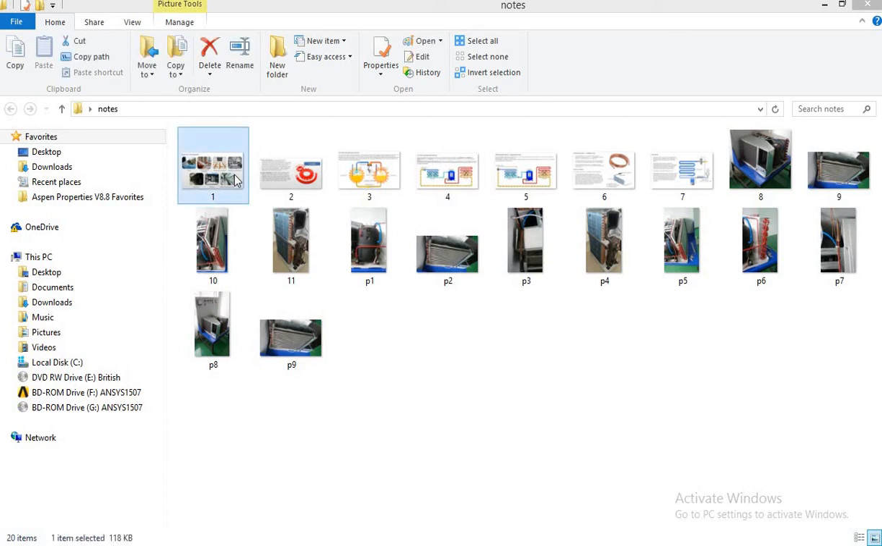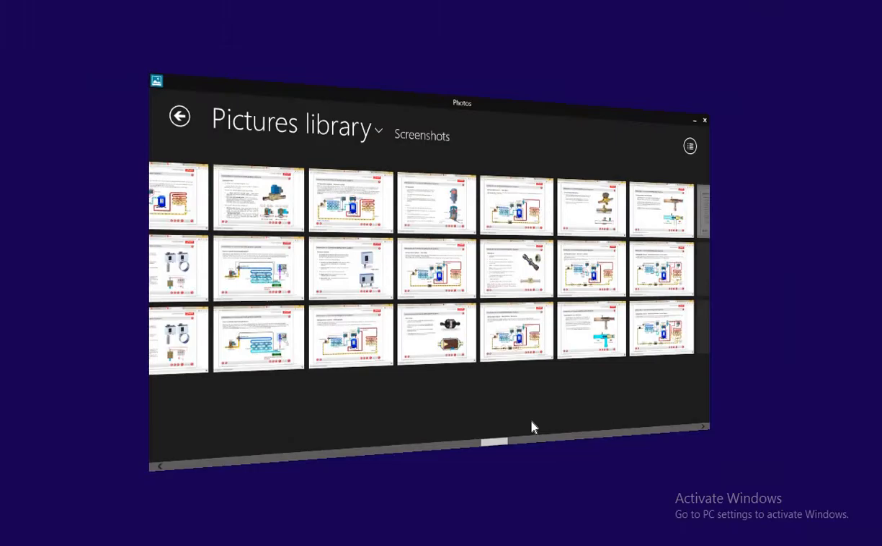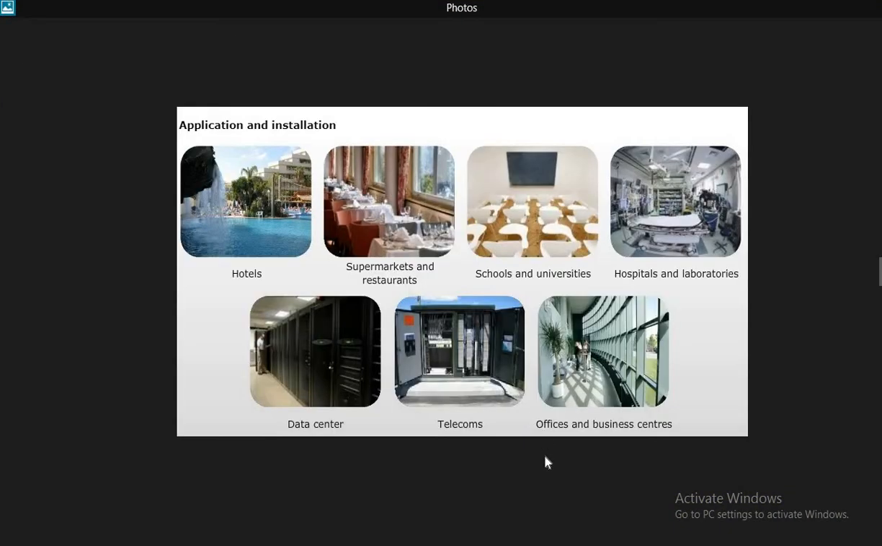Okay, so let us start with the applications. Application of air refrigeration and cooling system. So you can think of supplying your equipment to hotels, supermarkets and restaurants, even schools and universities.